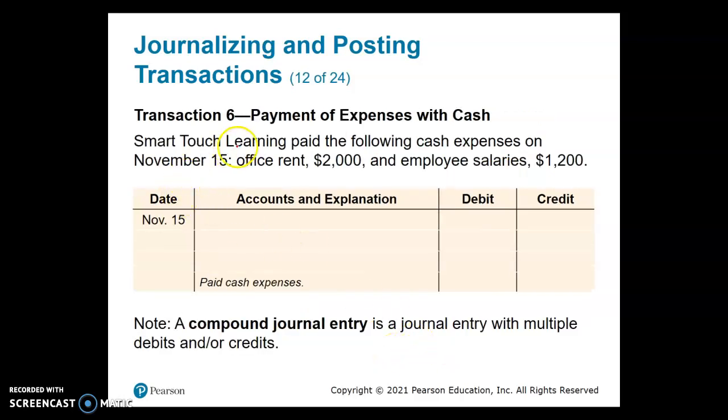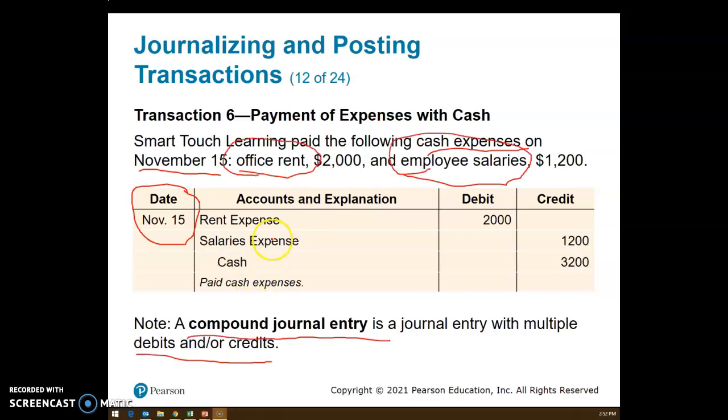All right, transaction number 6. Smart Touch Learning paid the following cash expenses on November the 15th. See, the date has already been given to you in all of these examples. So that's already been filled in. What we've been doing is filling in the accounts in this column and then the debit and credit amount. Remember, debits always have to equal credits. You always need to apply the rules of debit and credit. So let's fill in this journal entry, applying the rules of debit and credit.